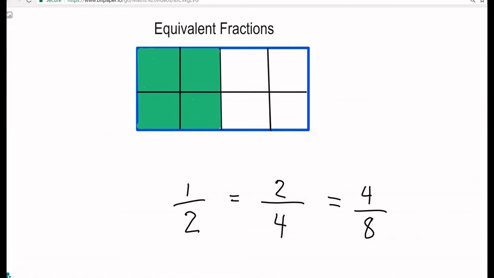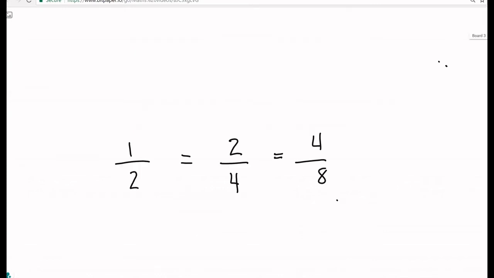All these fractions we call equivalent fractions. They're all equal. As you can see, the green shade hasn't moved at all. Now, what about if there is no shape involved and we just have the fractions? How can we get these equivalent fractions?